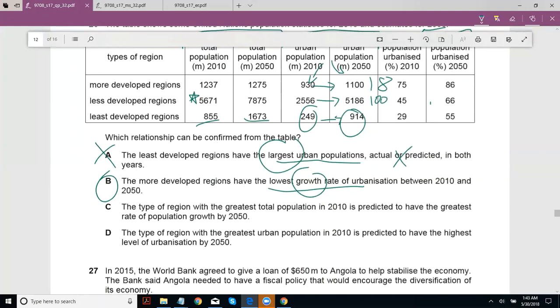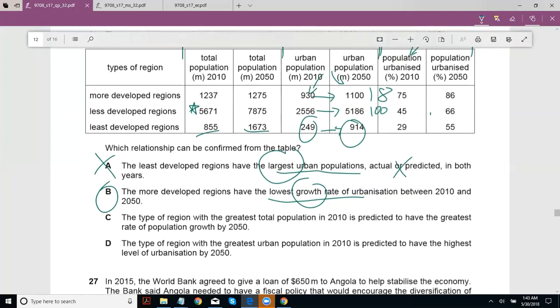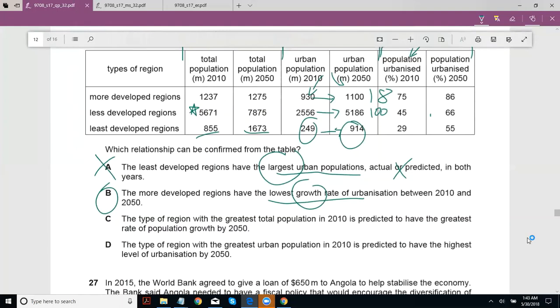The type of region with the greatest total population in 2010 is predicted to have the greatest rate of population growth by 2050. Well, you don't really know the rate of population growth by 2050. You can figure out the population change between 2010 and 2050, but you can't figure out the population growth in 2050. So just on that basis, you can cross this out.